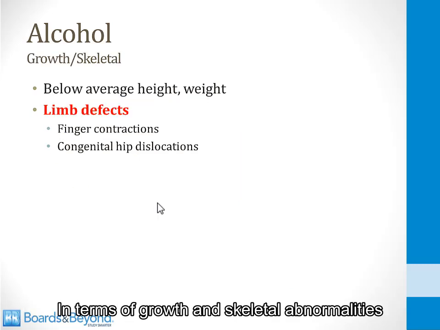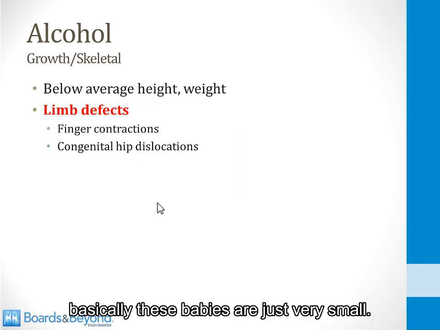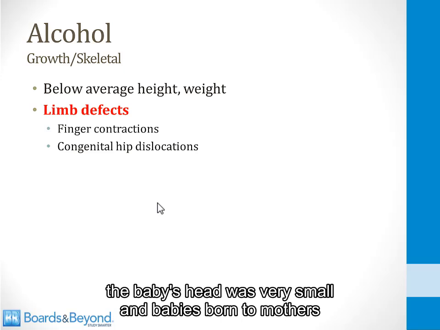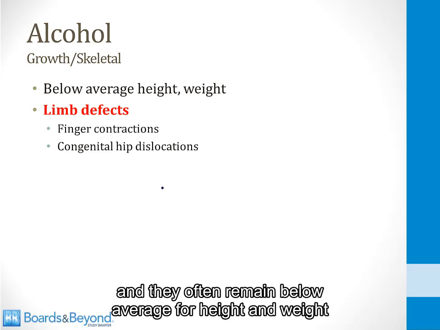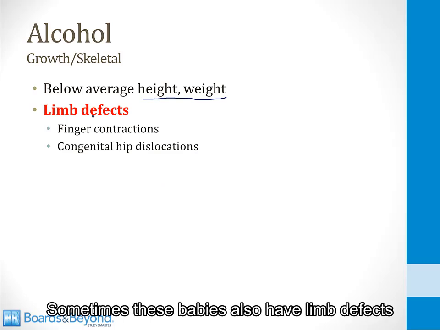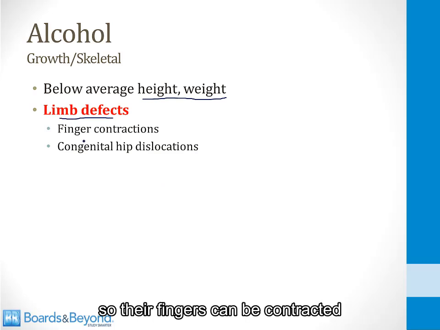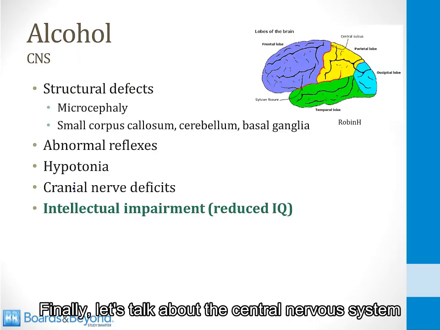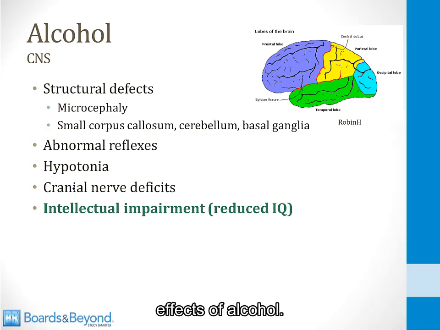In terms of growth and skeletal abnormalities, basically these babies are just very small. If you notice that picture I showed two slides ago, the baby's head was very small, and babies born to mothers who drink are very small in general, and they often remain below average for height and weight throughout their lives. Sometimes these babies also have limb defects, so their fingers can be contracted, and sometimes they have congenital hip dislocations as well. Finally, let's talk about the central nervous system effects of alcohol.